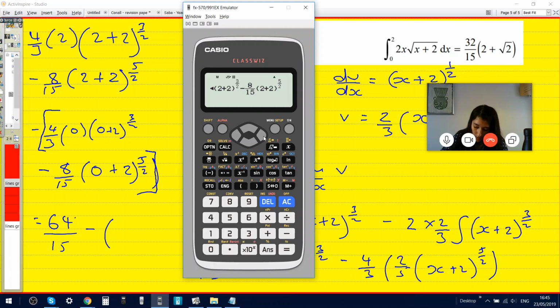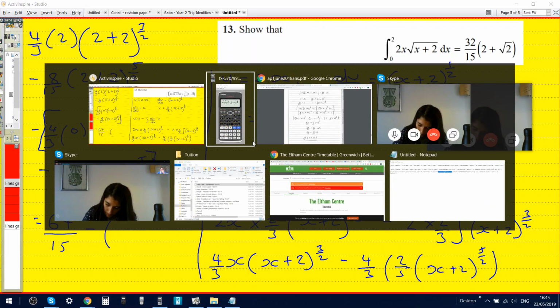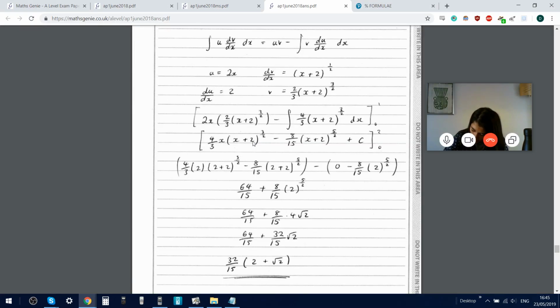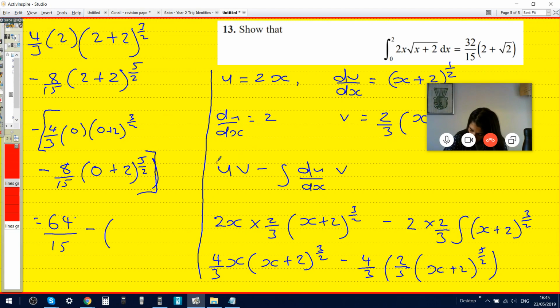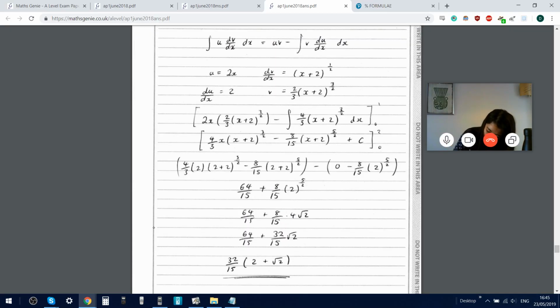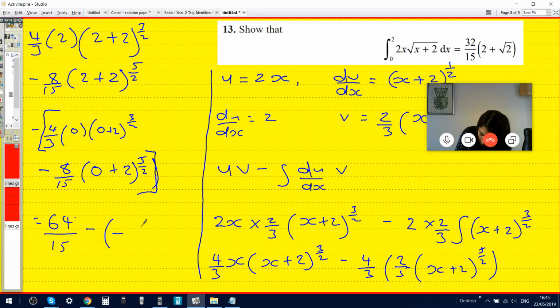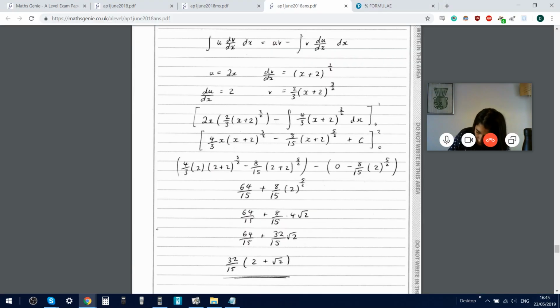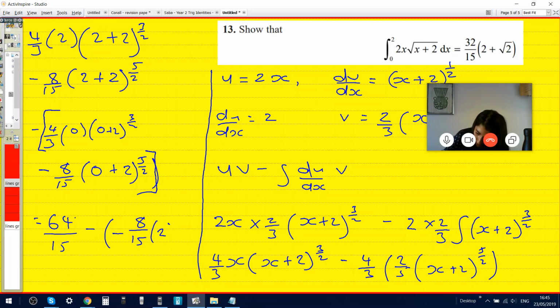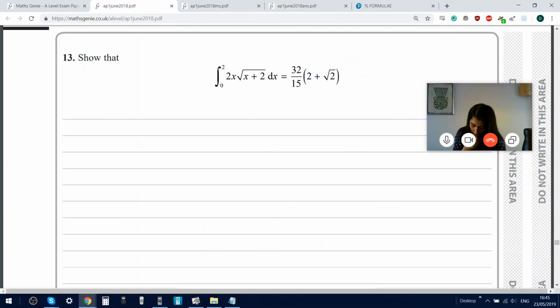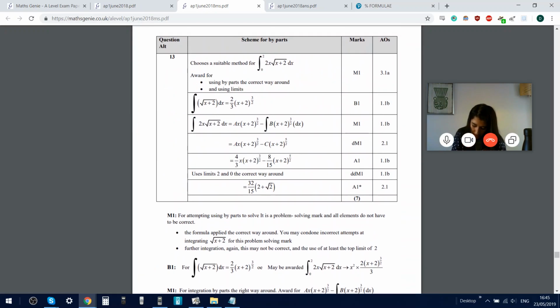But you're just doing it all in one. Hang on, let me just do it all in one. Minus 8 over 15 times 4 to the power of 5 over 2. Oh yeah, hang on. Yeah, so 64 over 15, I did get that to be fair, I just didn't simplify. Plus 32 root 2 over 15. That gives you 64 plus, don't know why I did that in the calculator, over 15. So you can take a factor of 32 over 15 out.